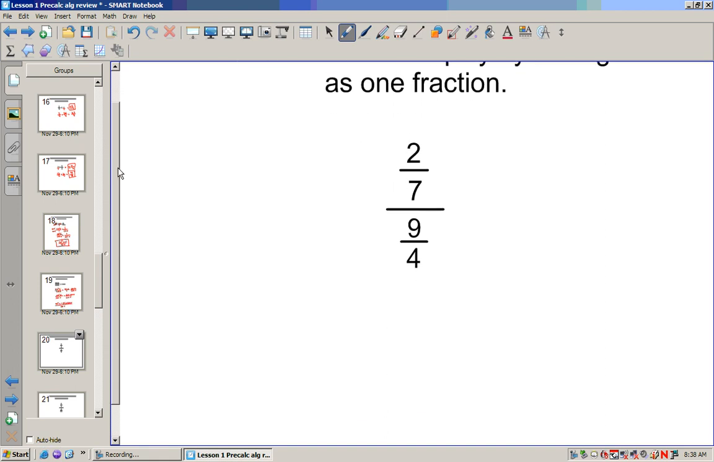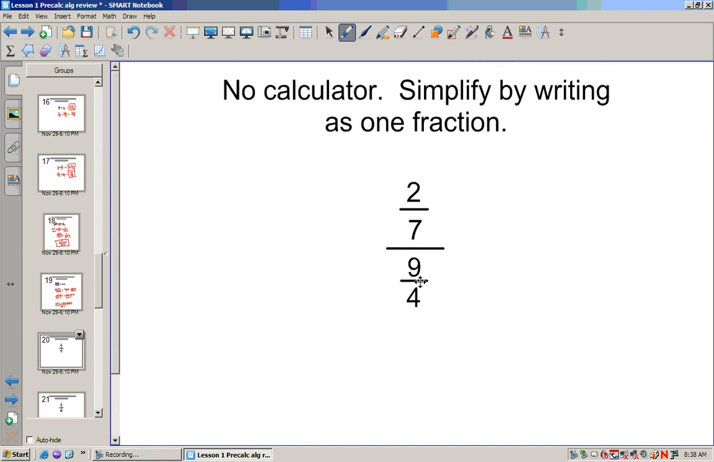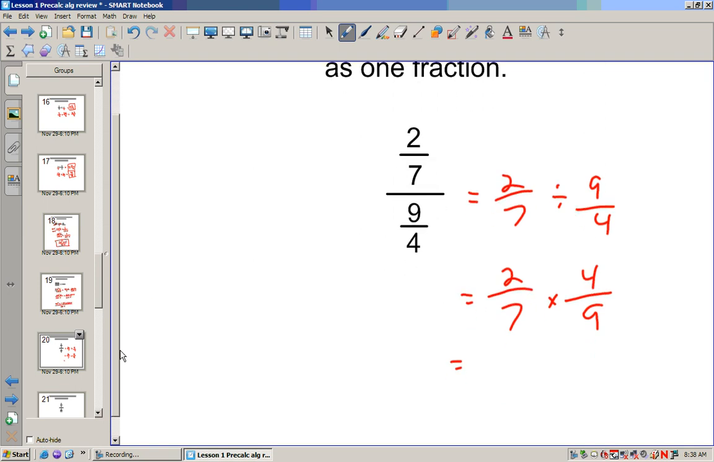And now we're going to move on to fractions divided by fractions. Another way of writing this is 2/7 divided by 9/4, which is the same thing as 2/7 multiplying by the reciprocal of the second one, so 4 over 9. Now there's nothing that we can simplify before we multiply, so this is just going to be 8/63.